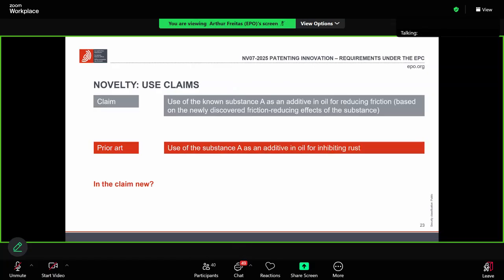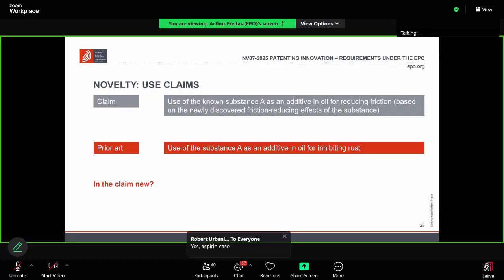All right, now we're moving to use claims. Imagine you claim a use of a known substance A as an additive in oil for reducing friction. And the prior art is a use of the substance A as an additive in oil for inhibiting rust. Is the claim new? What do you guys think? And look here, the nuance is the following. We're claiming the use, the action, not the substance. And I see the answers here. Yeah, the claim is new, right? Because substance A was never used before to reduce friction. It was there to inhibit rust.